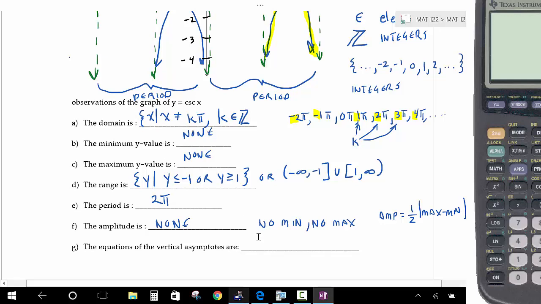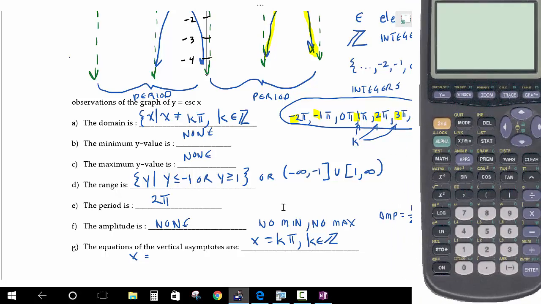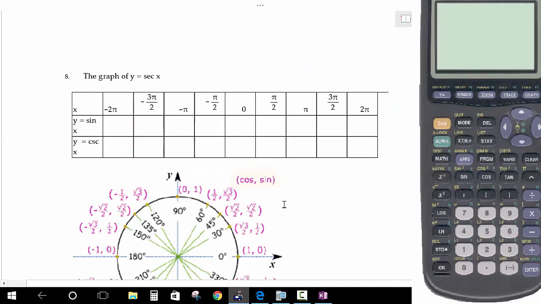And then the asymptotes go like this. The asymptotes are always named by x values. So you actually have an infinite number of these things. If you look at the pattern we had up here, those are where your asymptotes exist. So we just have to say x equals k pi. And then again, we say k is a member of the integers, like that. So that's how you put the asymptotes together: you have to state them. Okay, now we're going to move on.